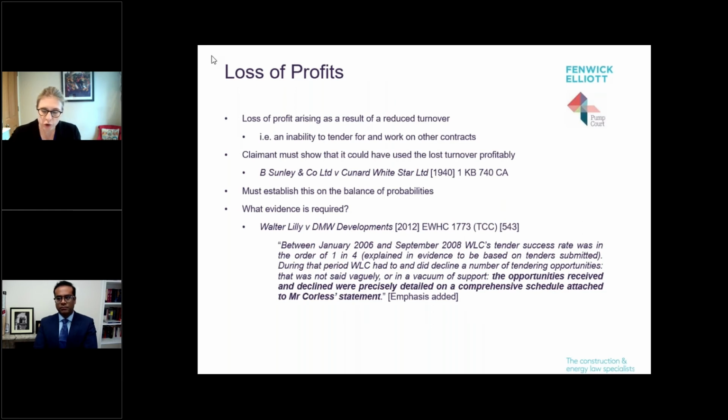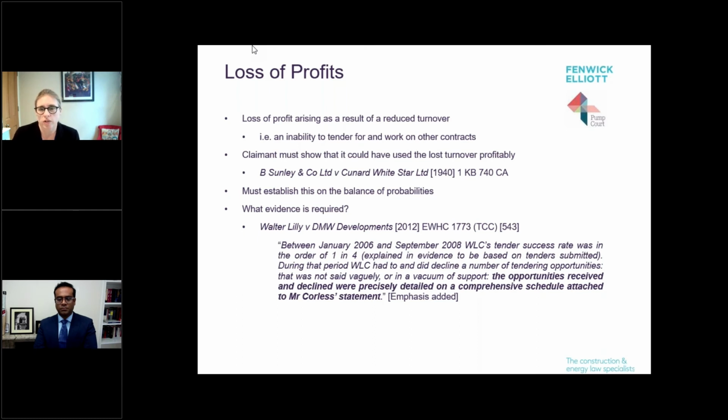So turning to off-site costs, loss of profits. So arising from a reduced turnover, and you can't tender for other work perhaps because you're so busy on this problem project that you just don't have the resource. You have to show that you could have got more profitable work somewhere else basically, and you have to establish that on the balance of probabilities.